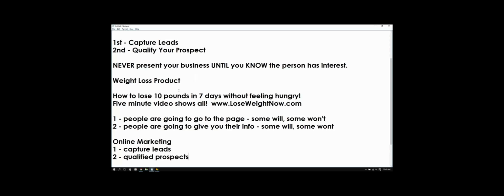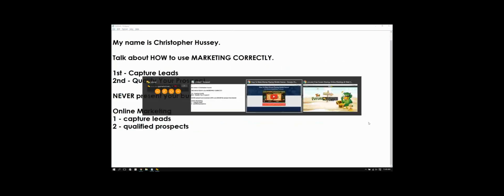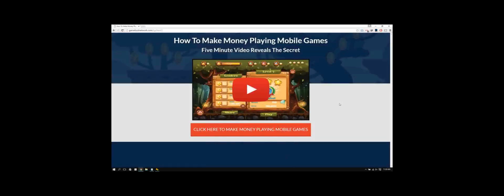So let me give you another example here. If someone goes to this page and they read "How to make money playing mobile games, 5-minute video reveals the secret," and they don't click on this box, if they don't put in their information, they're not interested. It's super simple. I can't say it any more clearly than that. And that isn't a person you would want to talk to about Game Loot Network anyway.